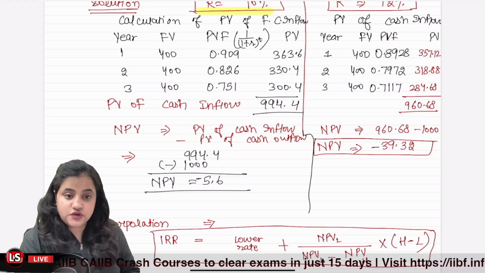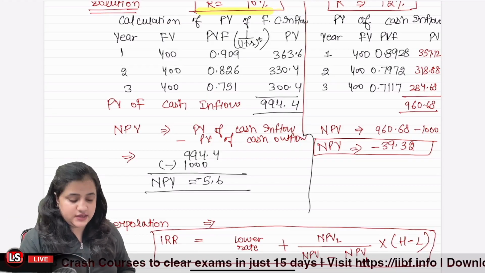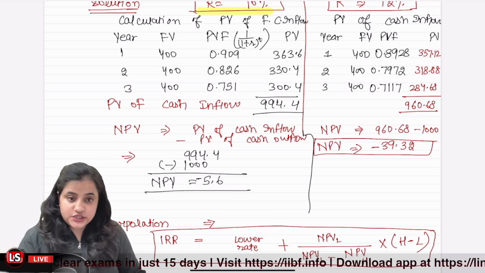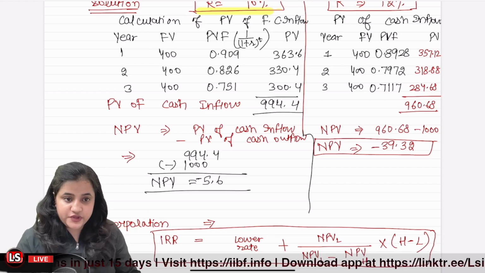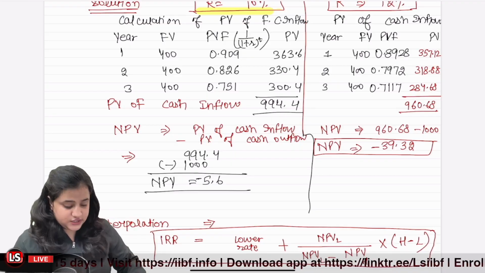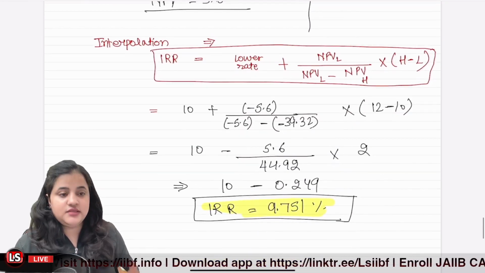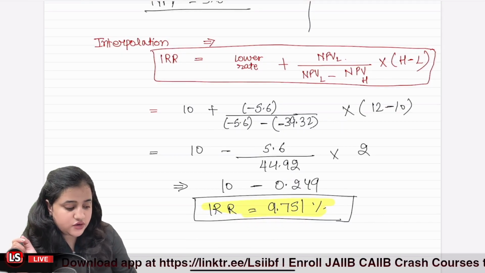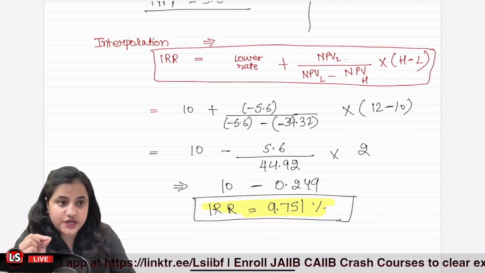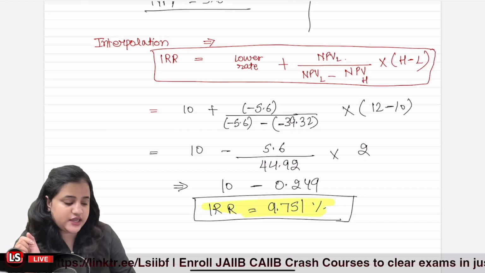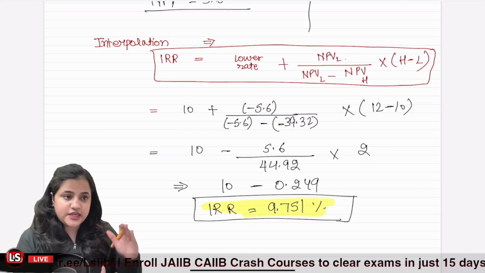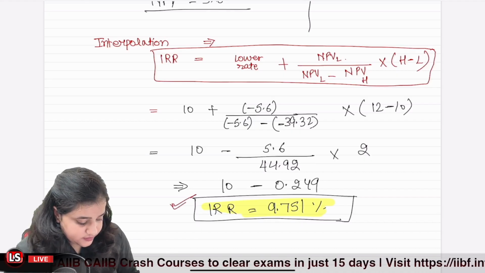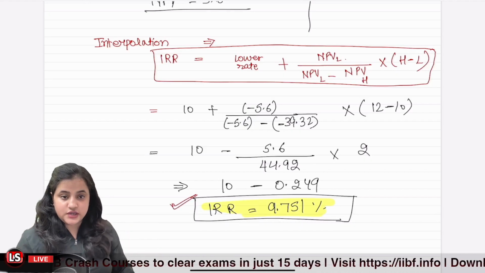That we learned in the previous lecture also. So this is a revision of your NPV calculation also, right? So I get minus 5.6 and minus 39.32 NPVs. Now I have two NPVs. I can use this in the interpolation formula, that is lower rate plus NPV at lower rate divided by NPV at lower rate minus NPV at higher rate into higher minus lower rate. And by solving this, we get our ultimate internal rate of return.